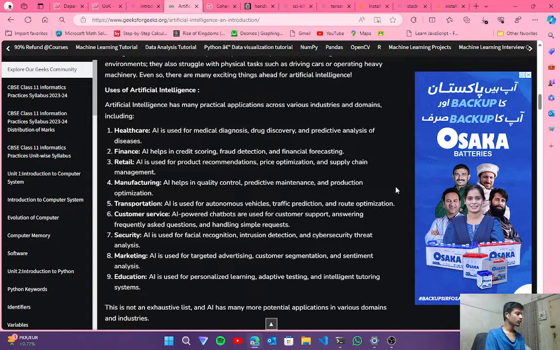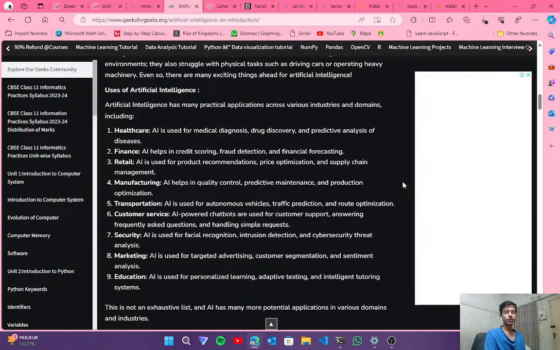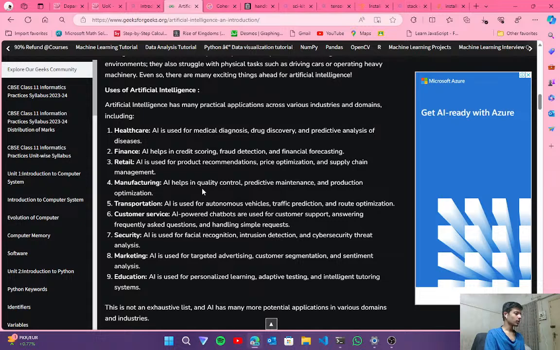Retail. AI is used for product recommendation, price optimization, and supply chain management. Product recommendation and price optimization are mostly done by AI. For example, if you are on Amazon and you're getting ads based on your personal data, that is actually being done by AI. Manufacturing. AI helps in quality control, predictive maintenance, and production optimization because machines do not make mistakes. So yes, it can be used in quality control with very high effectiveness.